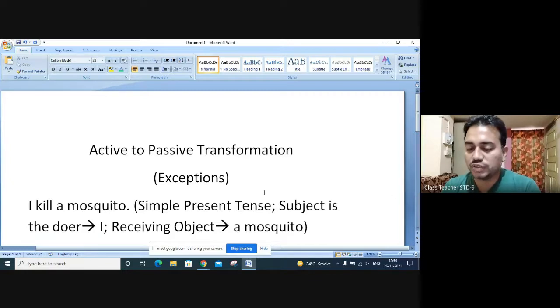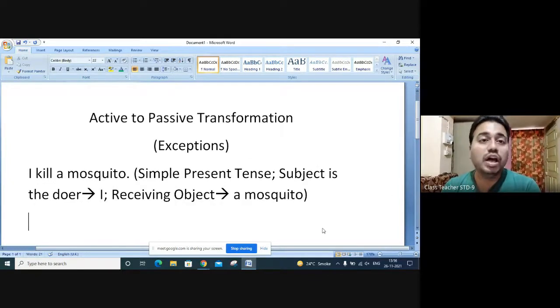Now let's try transforming the sentence into passive voice. According to the rule, we make the receiving object of the active voice sentence into the subject of the passive voice sentence. I'll repeat. While transforming from active voice to passive voice, we make the receiving object of the active voice sentence the subject of the passive voice sentence. Now, if you want to know the rules of active voice and passive voice transformation, please visit the last video on active and passive voice uploaded on this channel and shared with you on the relevant platforms as well, right? Okay, so let's see. We make the receiving object of the active voice the subject of the passive voice. A mosquito, right?